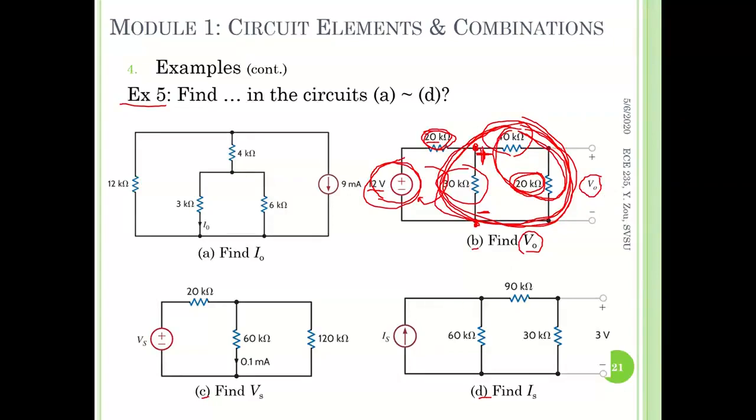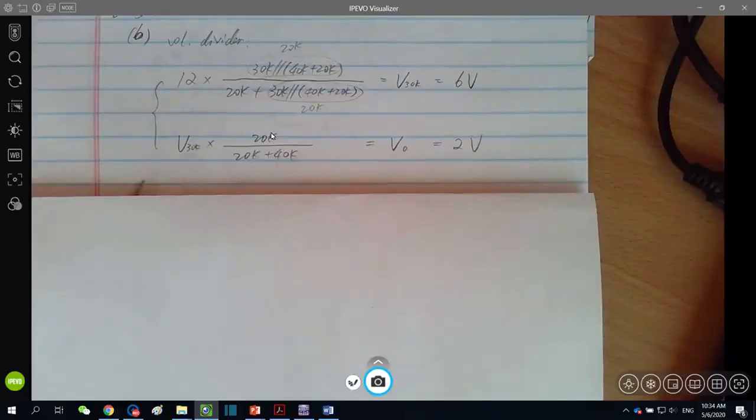If all of this makes sense, please take a look at the solution here, from where you can see two voltage dividers. Total 12 shared by 20K and the combination of those three. And you're looking for the combination voltage, which is also the voltage across 30 kilo. And by applying the second voltage divider, as we said, you're looking for the voltage across the 20K as the final result V naught. So the correct final result is 2 volts V naught.